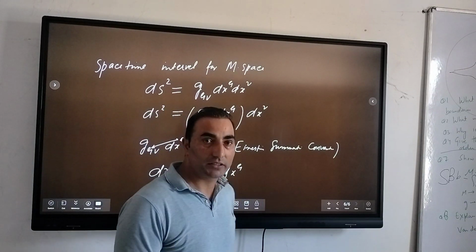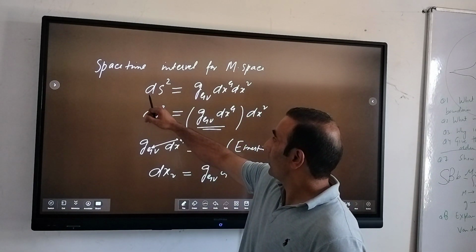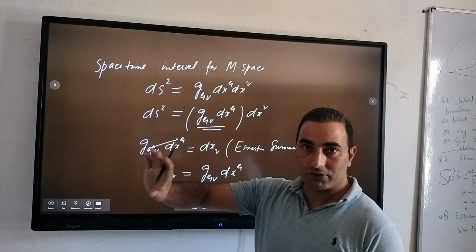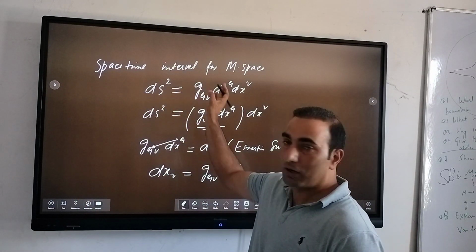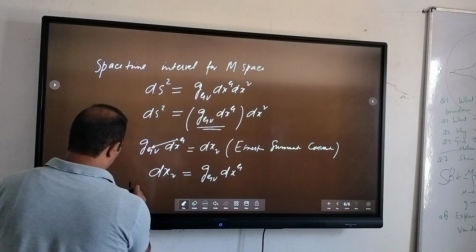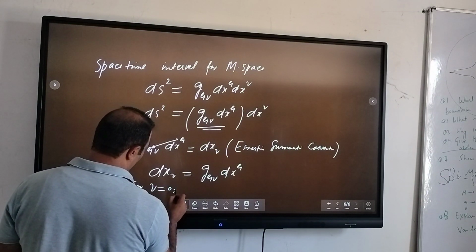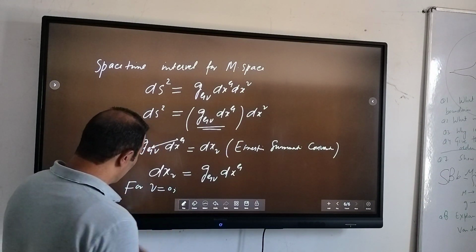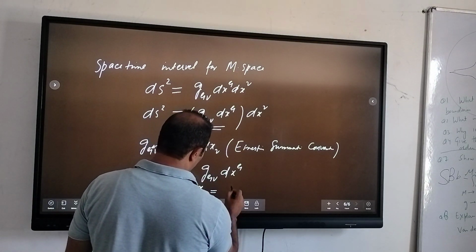So let's calculate first the time component, because I told you that we need to calculate the space-time interval, which means the time component as well as the space component for this Minkowski space, right? So let us first write for mu equal to 0, right? Then it gives me dx_0.